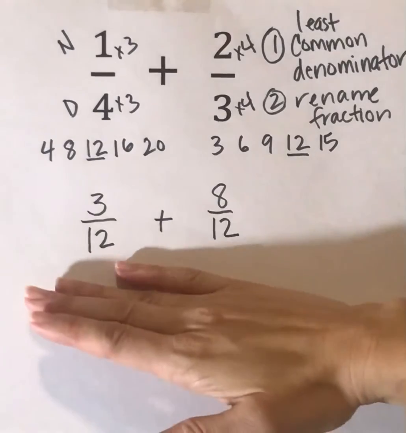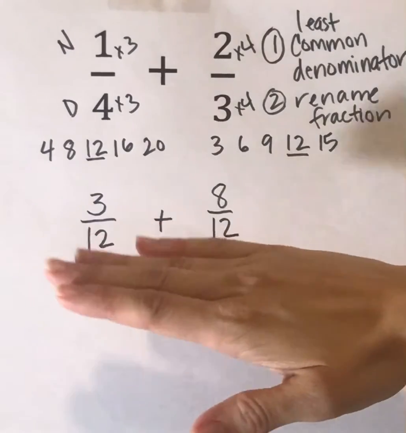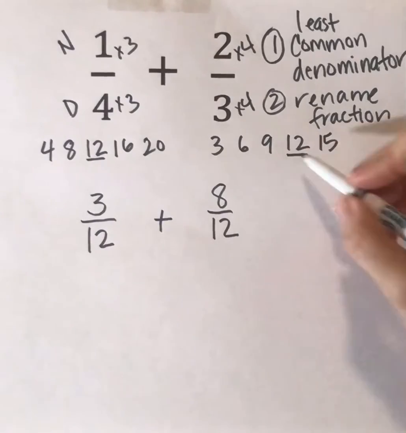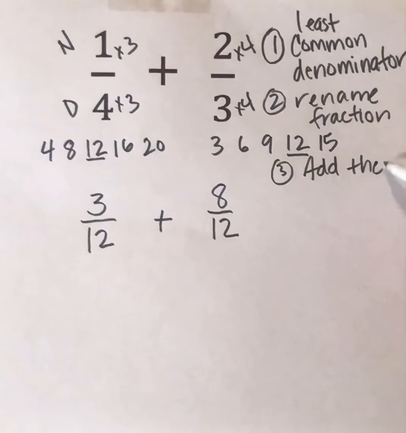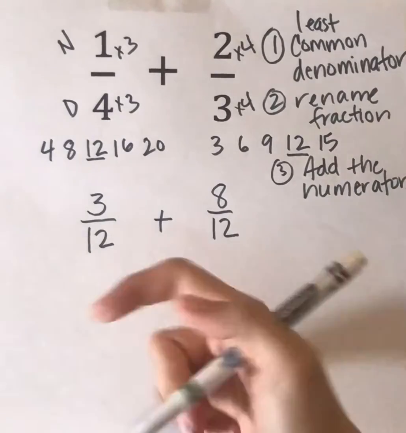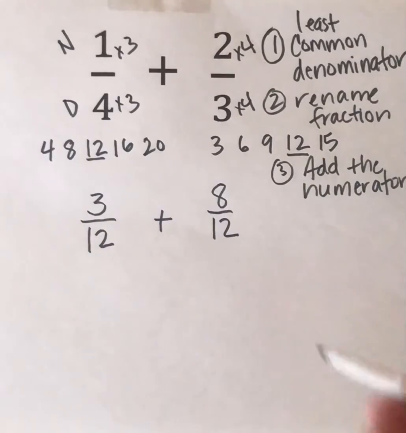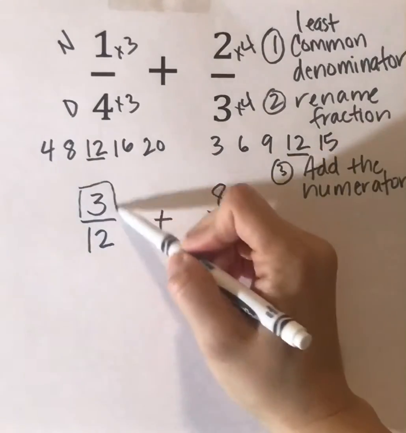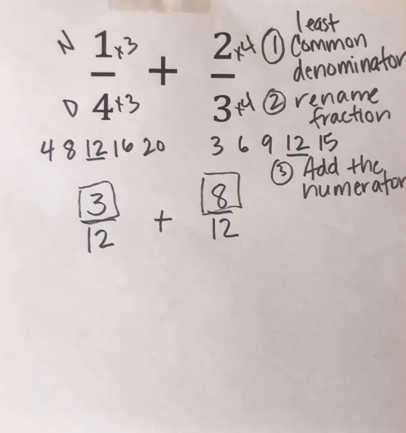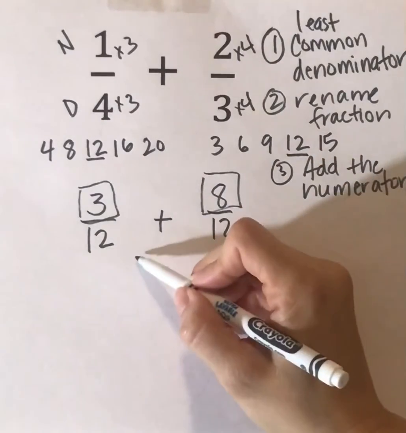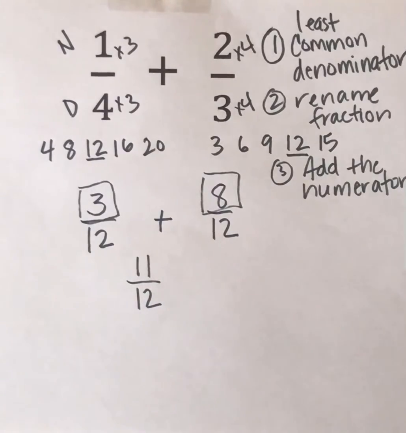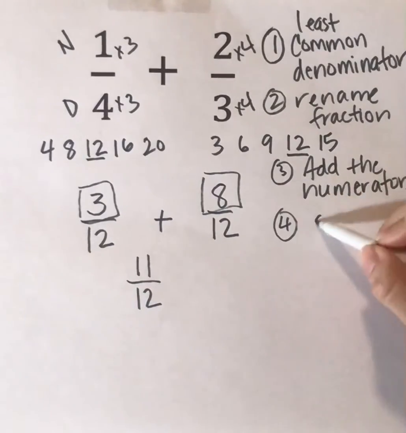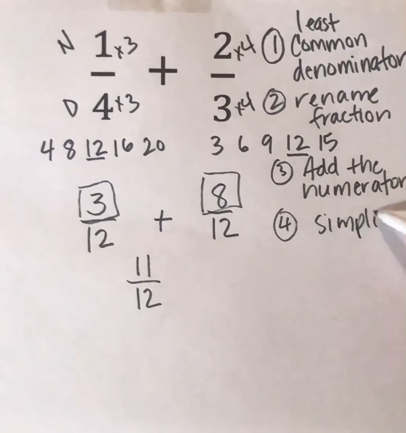Now I can go ahead and add these. The only thing that we're going to be adding is the numerator. So the third step is to just add the numerators. We leave the denominators the same. So for example, I'm going to add 3 and 8, and that's 11. Denominator stays the same. And so the final step is you always want to think about, can I simplify this?